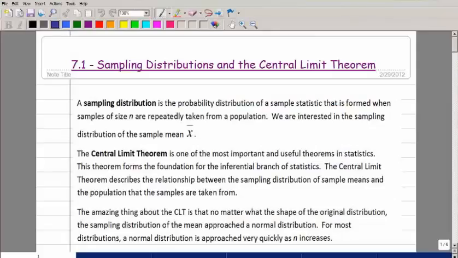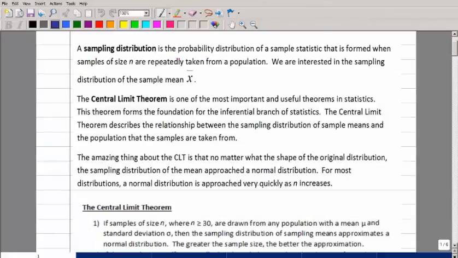This is section 7.1, Sampling Distributions and the Central Limit Theorem. Now the sampling distribution that we are primarily interested in is X bar. Basically we're going to be dealing with the normal distribution situation where X bar is our random variable instead of just X. Now the first important theorem that comes from this section is the central limit theorem. And it's very important and very useful in statistics.